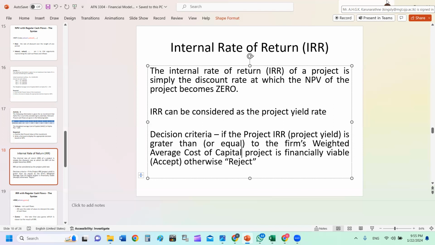If you have several projects, what is the most powerful way of evaluating a project? That is NPV, net present value. That is the most recommended, powerful, popular technique to evaluate a project. That is theory. So we'll consider how to compute internal rate of return.